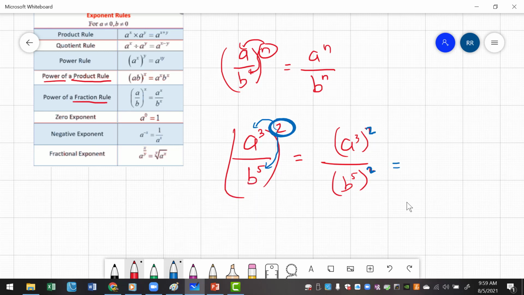a to the power of 3 to the power of 2 is just a to the power of 6, because 3 times 2 equals 6. The same thing, b to the power of 5 to the power of 2 is just b to the power of 10, because 5 times 2 equals 10.